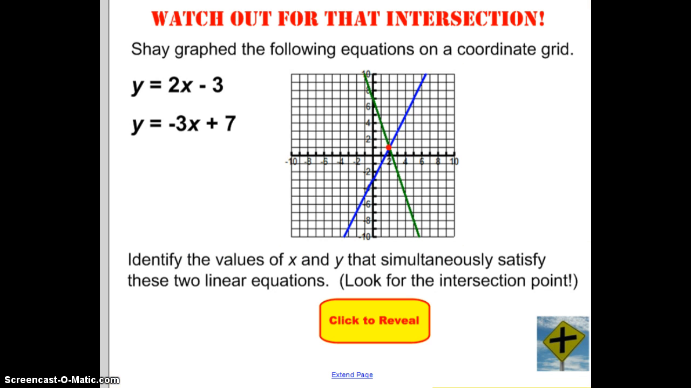Shay graphed the following equations on a coordinate grid: y equals 2x minus 3 and y equals negative 3x plus 7. We want to identify the values of x and y that simultaneously satisfy two linear equations. What this means is we are looking where they intersect. Where are the x and y the same? Simultaneous means the same. So here, as we look at this graph, at the point x is 2, y is 1, we have our intersection.